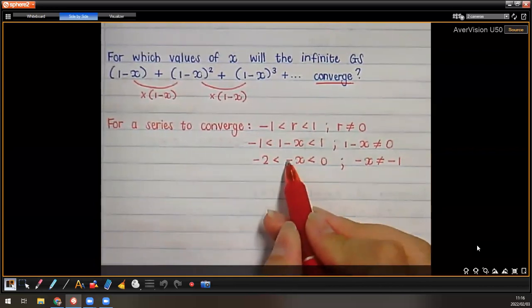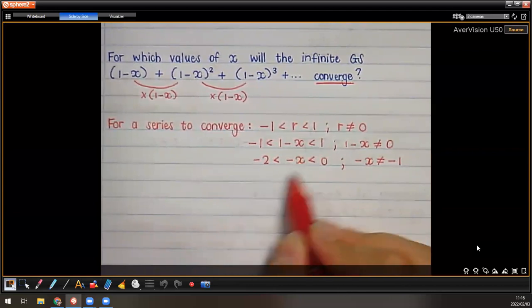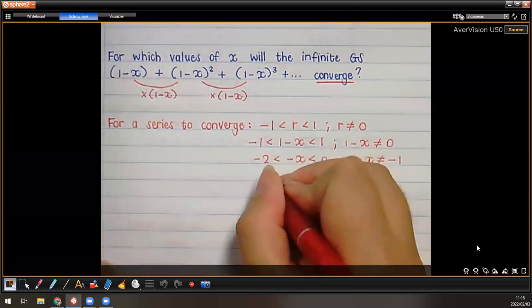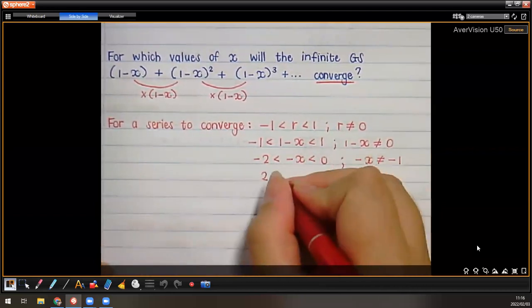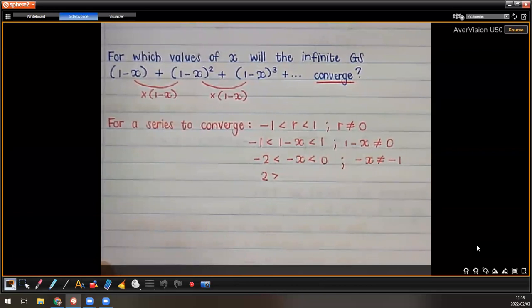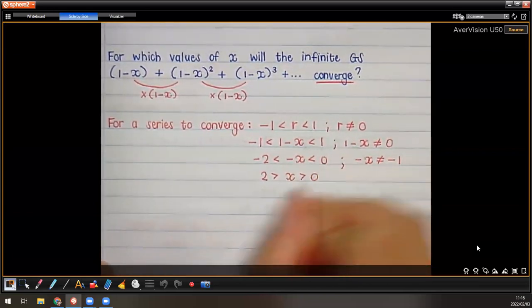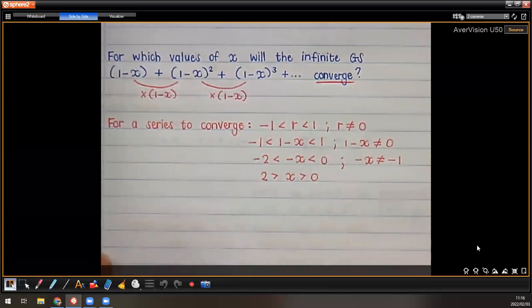Okay, what happens with this negative? I need to divide both sides by -1, but what happens in an inequality when we divide by a negative number? We swap the symbols around. So this is going to become positive 2. That now needs to become a greater than x. This symbol also needs to swap around, and 0 divided by -1 is just 0.